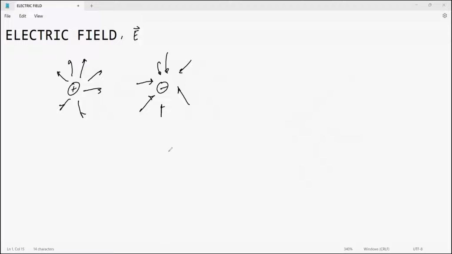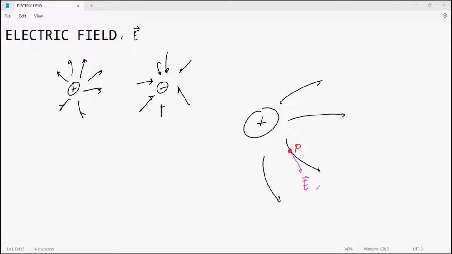If we all remember, we have here a positive charge. The field of a positive charge is going outwards, and if I were to pick just a point here, let's call it position P, the field at that point would look like this. As you can see, it is a tangent line. So this is what we call vector E at P. The direction of the electric field at any point is tangent to the field line through that point.